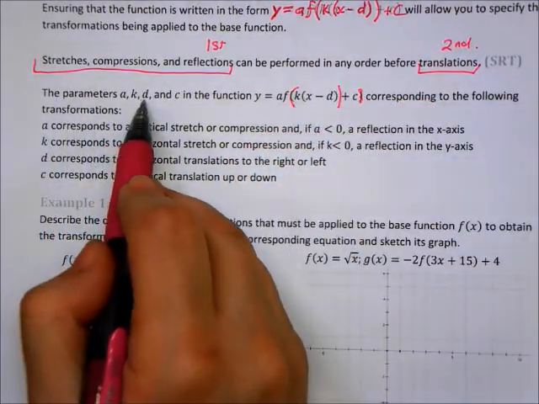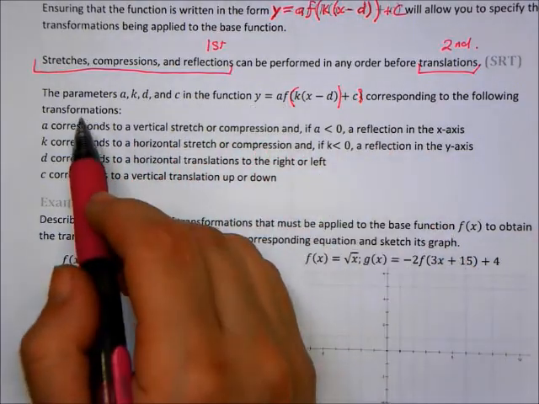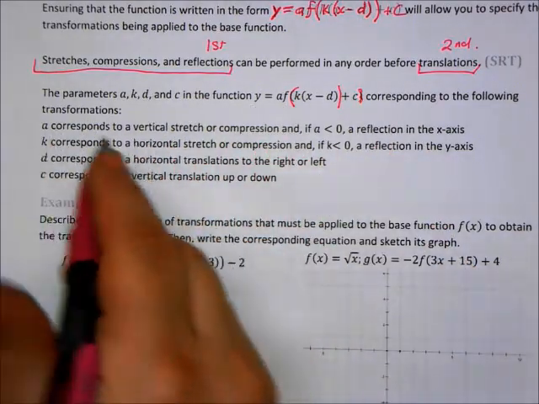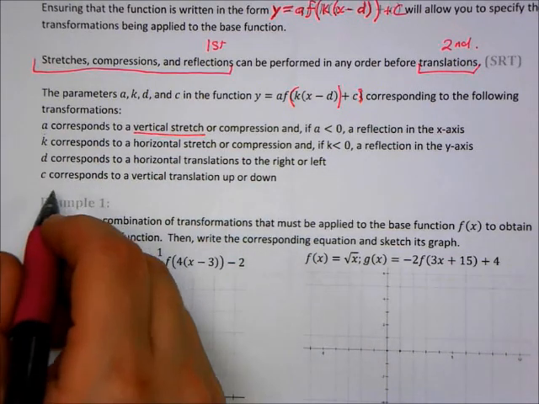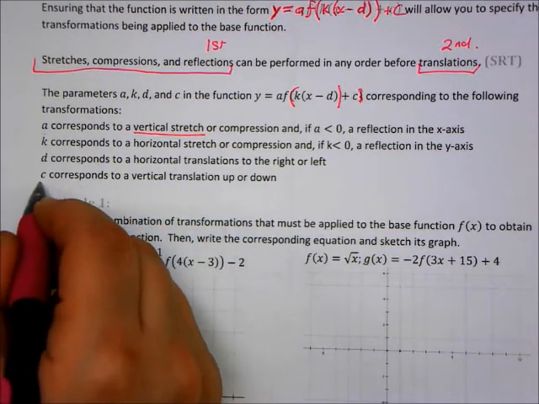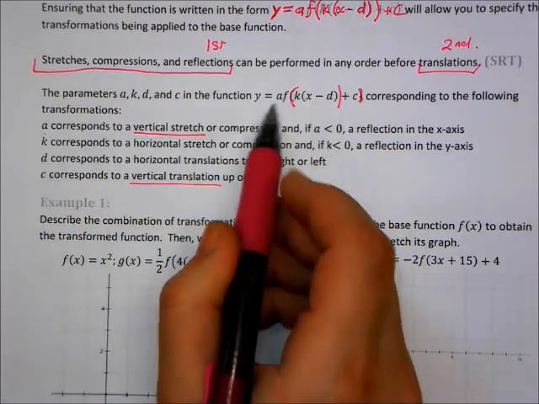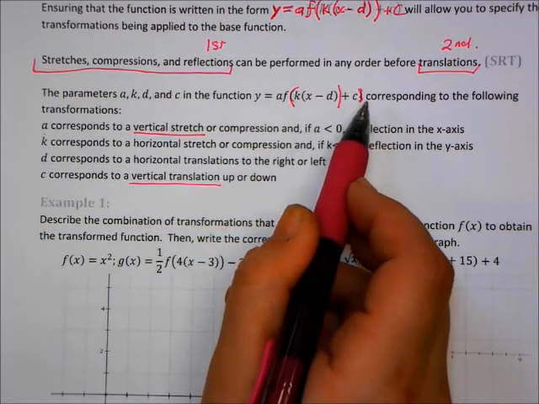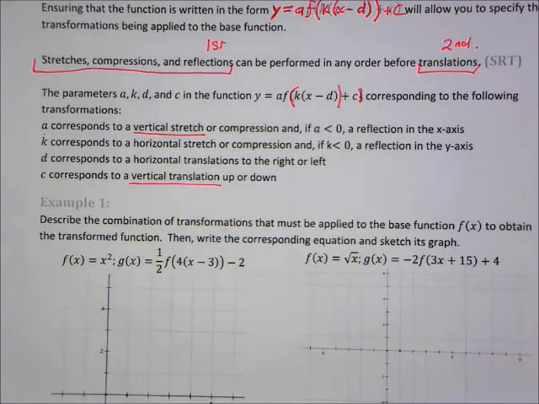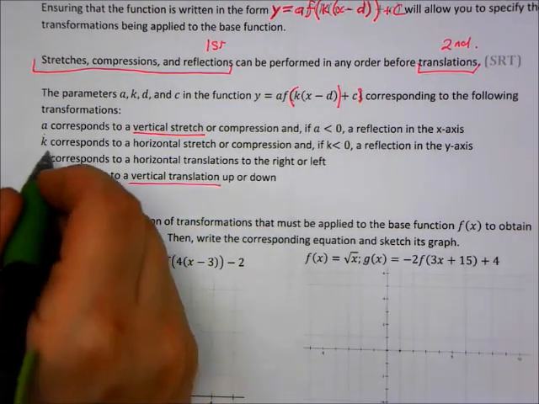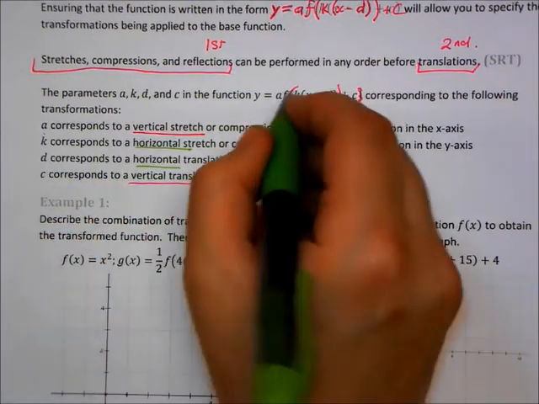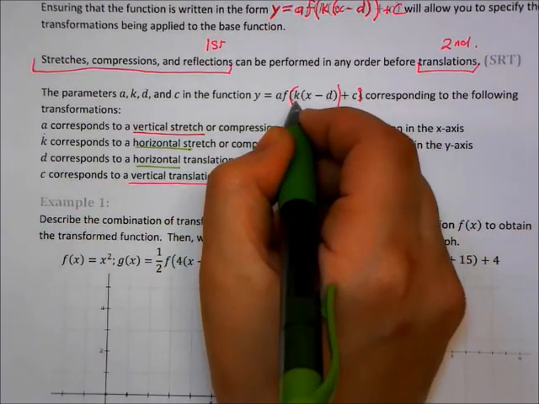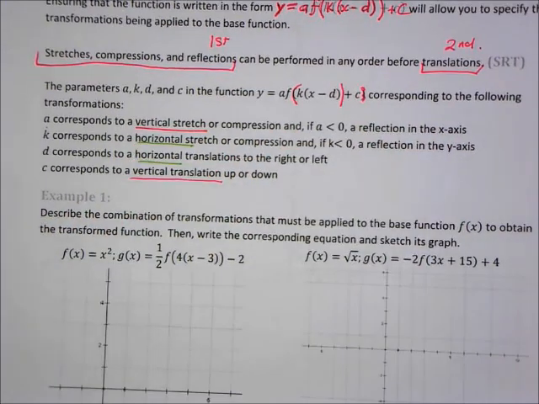The parameters a, k, d, and c in this function correspond to the following transformations. A is a vertical stretch. C is a vertical translation. So A and C change how it looks up and down. D and K are horizontal. K is a stretch, D is a move. These affect the x. Horizontal, side to side.